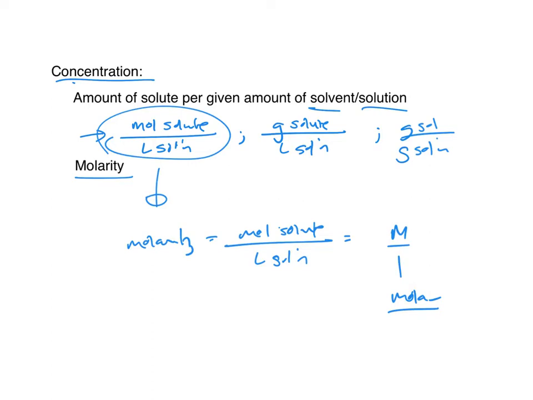So if I have, for example, a 6 molar HCl solution, that solution contains 6 moles of hydrochloric acid for every 1 liter of total solution.